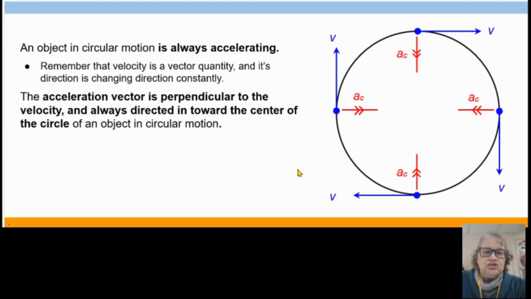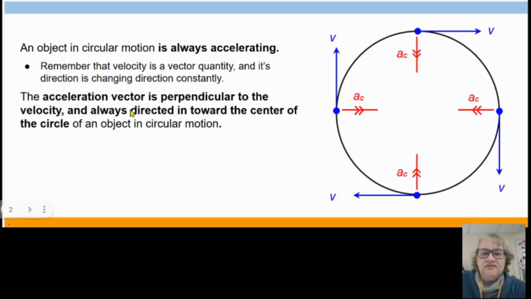Okay, so an object in circular motion is always accelerating. Remember that the velocity isn't constant because the direction is changing, right? That's why it's always accelerating, because the velocity is changing. Remember, acceleration is the change in velocity divided by time.